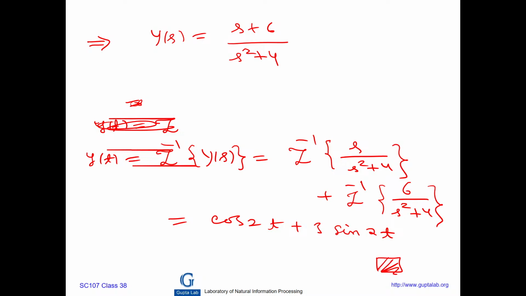As probably the last tea time problem for you, because today is probably the last class, you can solve y double dash minus 5y prime plus 4y is equal to e raised to power 2t.